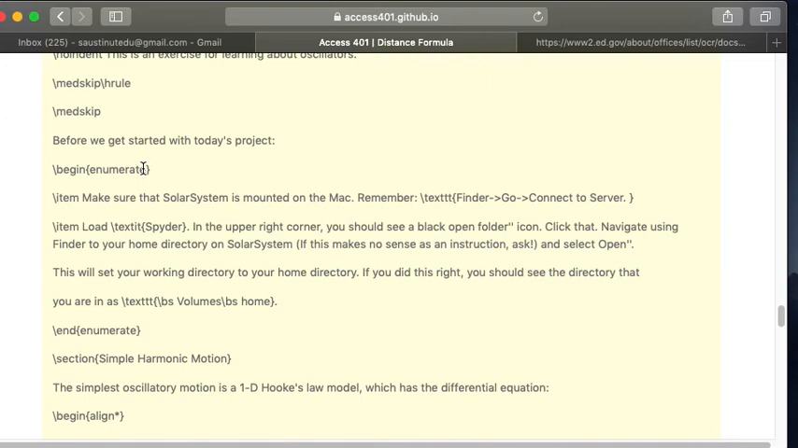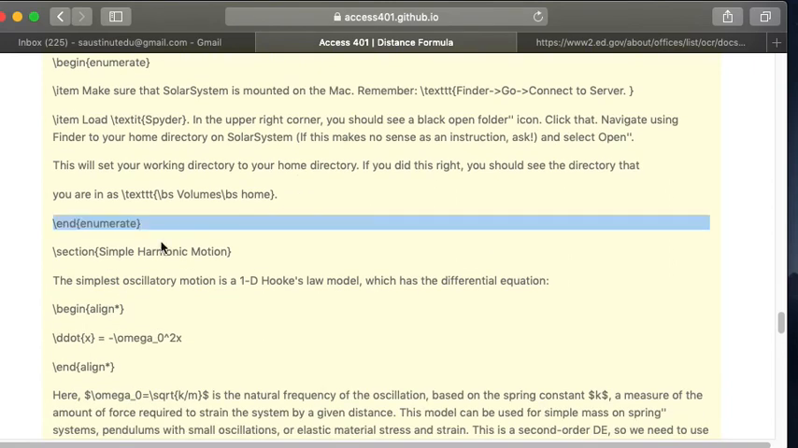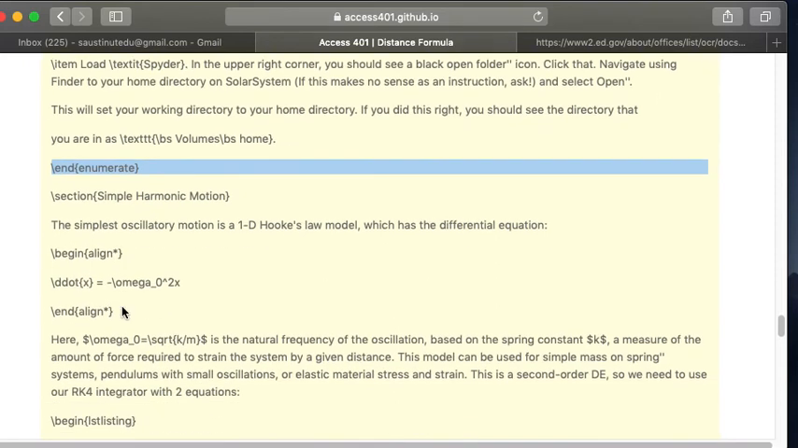Begin enumerate. Item. Make sure that Solar System is mounted on the Mac. Remember, and it's going to fudge out with the typewriter text here, Finder, go, connect to server, /item, reload, etc., etc. So you get that item, item, item audibly, and you can tell that that's a list. Then it ends the enumerated list and goes on with the rest of the content. Section, we're starting a new section here. Not just words, but section, this. Simple oscillatory motion, whatever. Begin align, that's an equation environment, and so on and so forth.